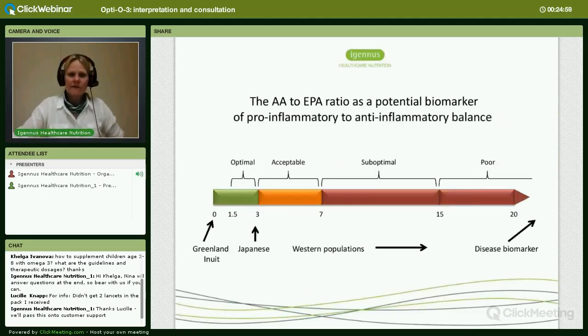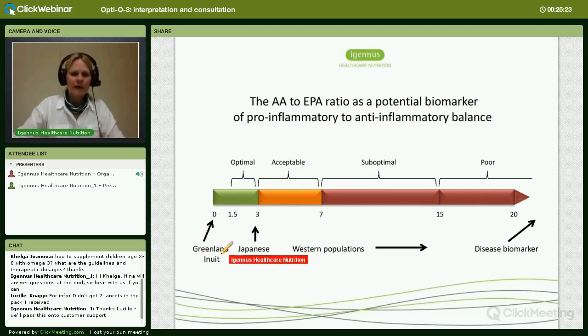Okay, so our AA to EPA ratio, we use this as a biomarker of pro-inflammatory to anti-inflammatory balance. So our arachidonic acid, which is our main omega-6 fatty acid, gives rise to pro-inflammatory products. EPA gives rise to anti-inflammatory products, and the balance between the two gives us valuable information on our inflammatory status.